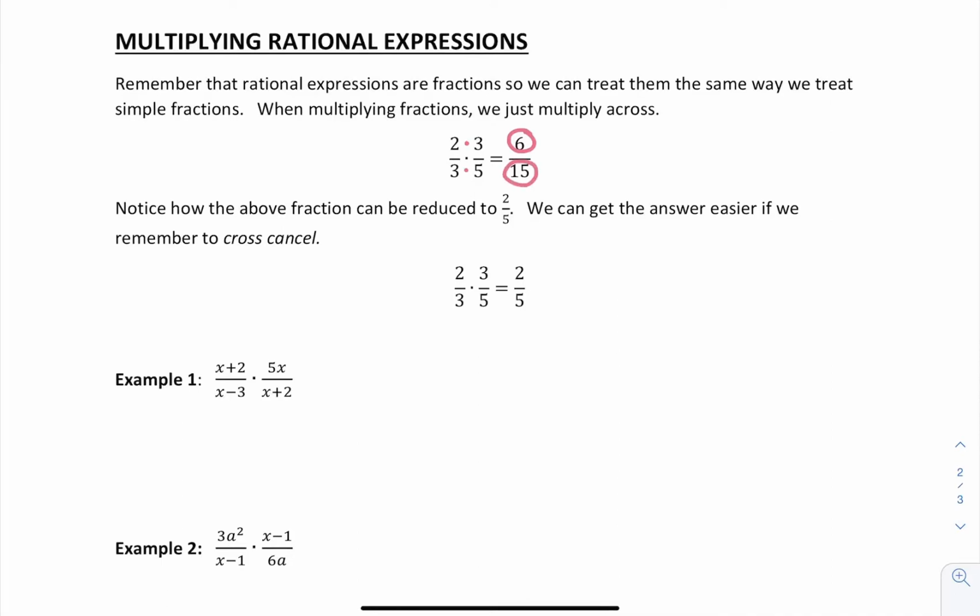Just multiply straight across. Notice in this fraction, 6 over 15, we can reduce it, or simplify it, to 2 over 5. We can get the answer easier if we remember to cross cancel. So, if there are two numbers diagonally across from each other, like 3 and 3, they can cancel with each other because 3 divided by 3 is just 1. So we can simplify, and then our answer is just 2 over 5.